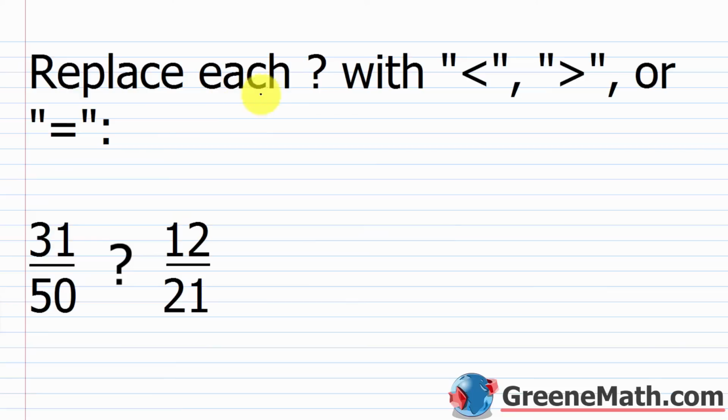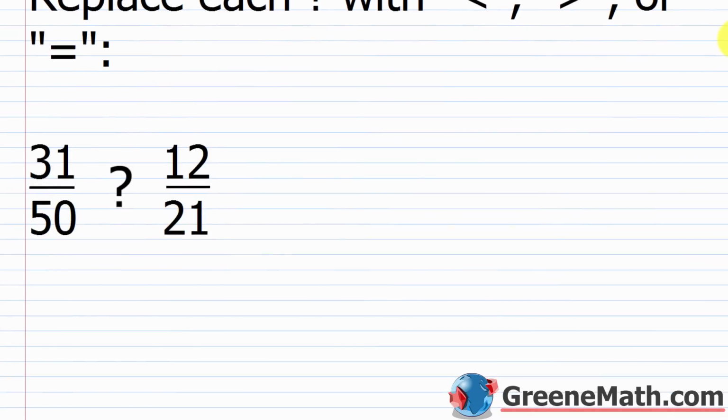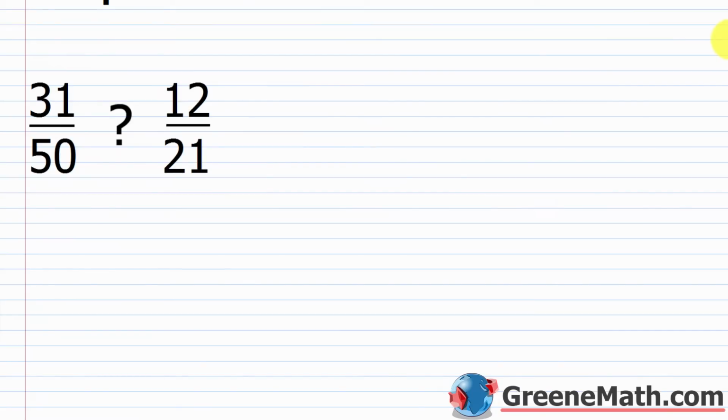Hello and welcome to Pre-Algebra Test Section 2 on comparing fractions. All right, so we just want to replace each question mark with the less than, greater than, or equal to. So we start out with 31 over 50, question mark 12 over 21. So the quickest way to compare these two fractions is to cross multiply.